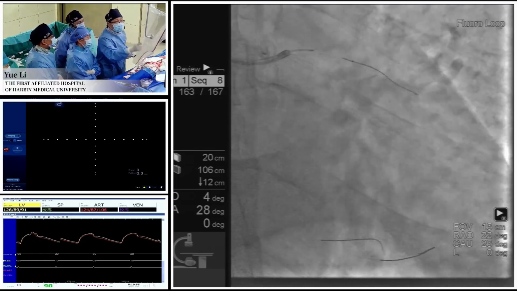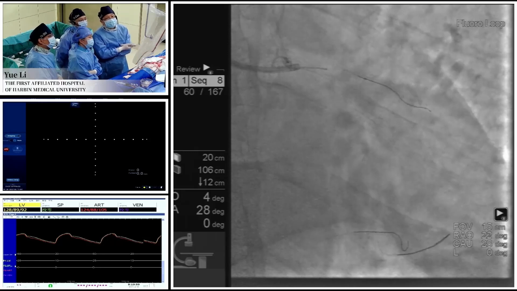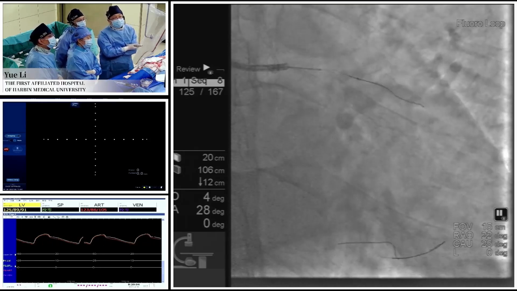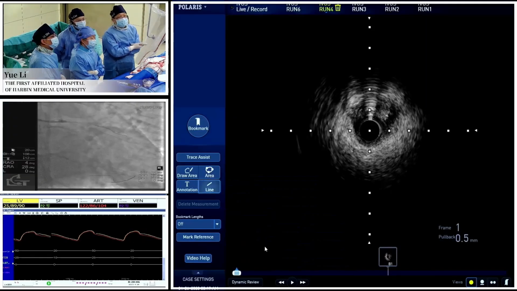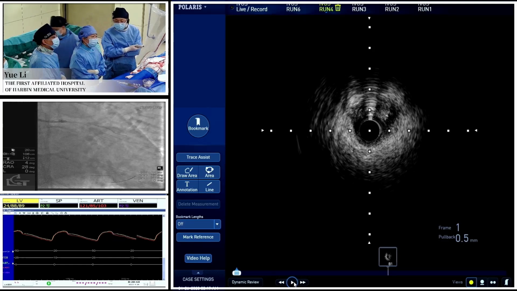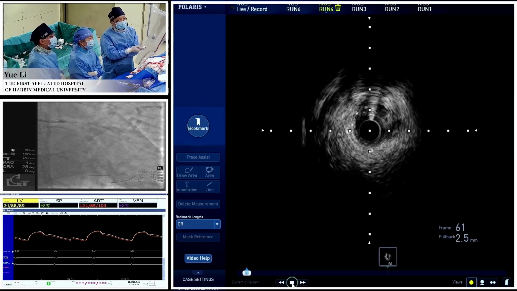Okay, please show us the IVUS. I think it's run 3, right? I think it's run 3. Okay, show us the IVUS. So please allow Dr. Chao to interpret the first IVUS.